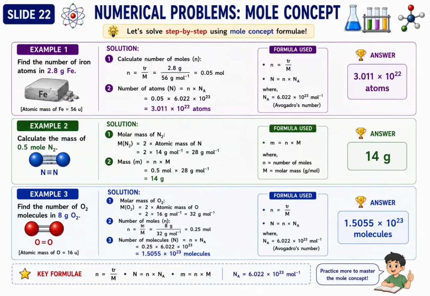Now another example, what is the mass of 0.5 mole of nitrogen? The molar mass of nitrogen is 2 into 14 equals 28 gram per mole. So the correct answer is 0.5 into 28 equals 14 gram. Answer is 14 gram. See, once we know the steps, mole problems are not scary. Just go step by step.